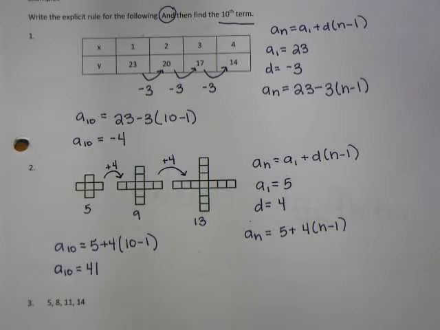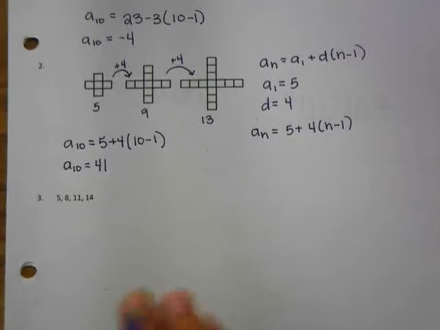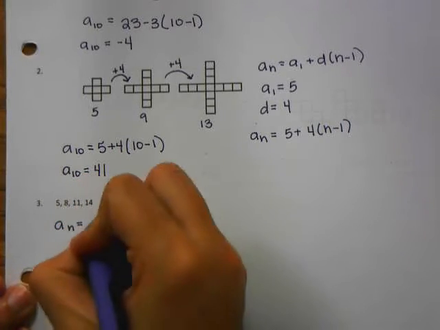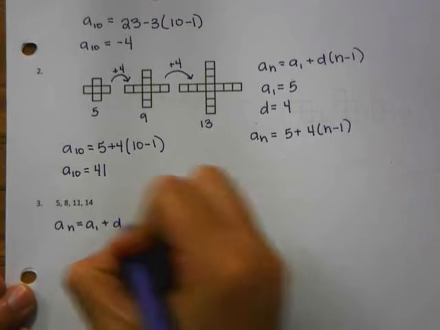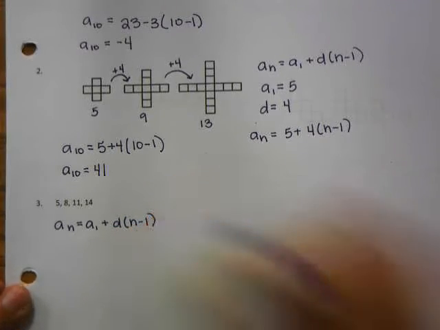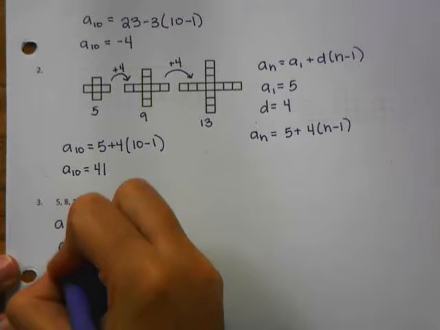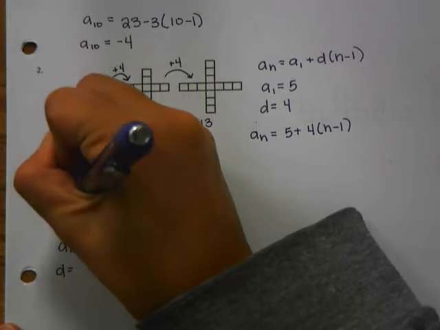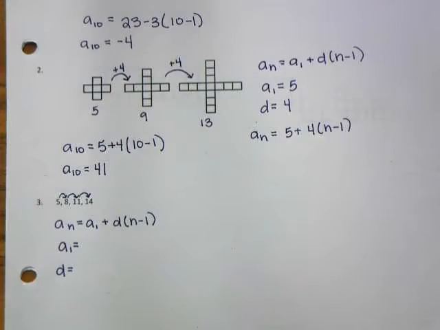Okay, and we just have one more that we're going to look at, which is question 3. So remember, your formula is an equals a1 plus d times n minus 1. I need to identify my a1 and my d. I'm going to give you a minute-ish, and I want you to see what is your a1, what is your common difference. For the common difference, remember, you're just looking, what is the change? What am I adding? What am I subtracting? It's different each time. So I'm going to give you a minute. I want you to think about it.